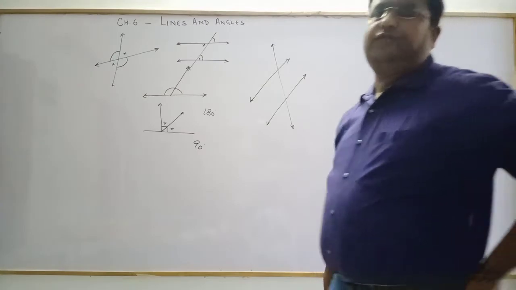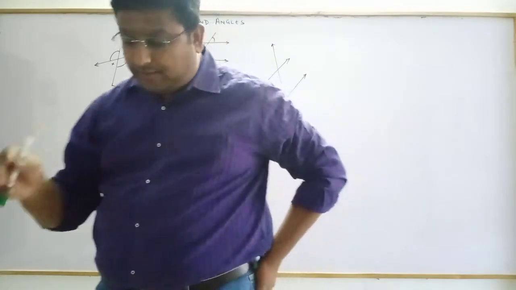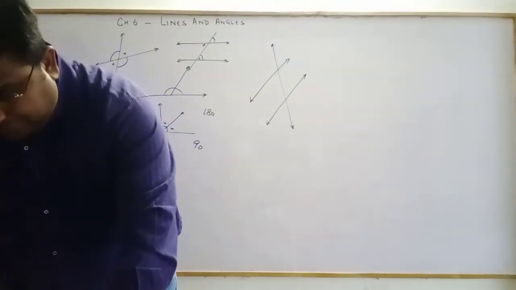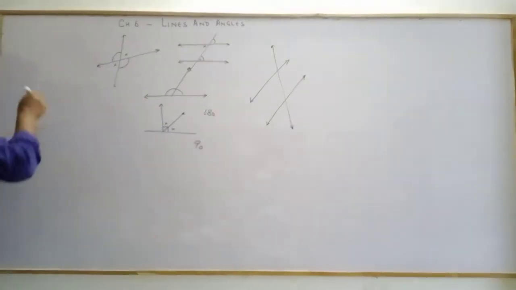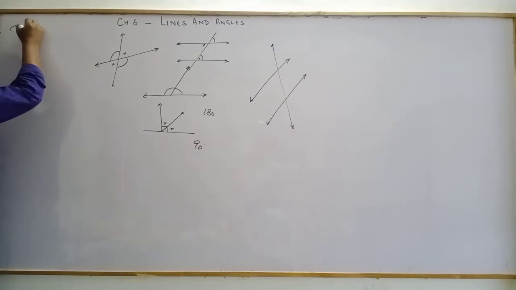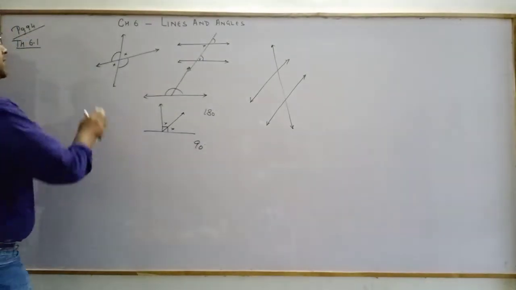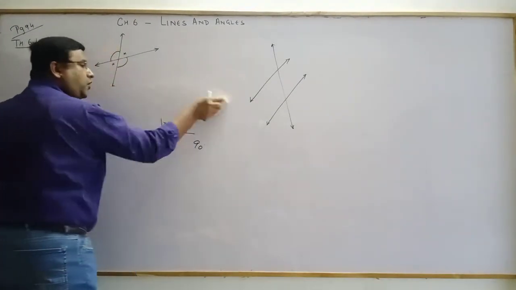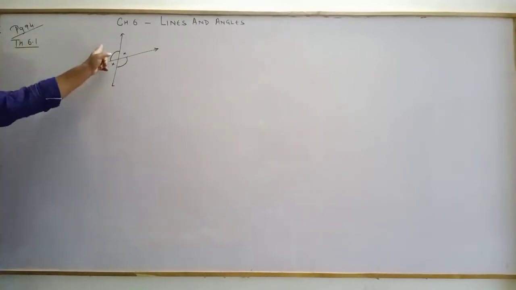And the first theorem of your geometry unit is on page number 94, theorem number 6.1. It says, if two lines intersect each other, then the vertically opposite angles formed are equal. If two lines intersect each other, then the vertically opposite angles formed are equal.